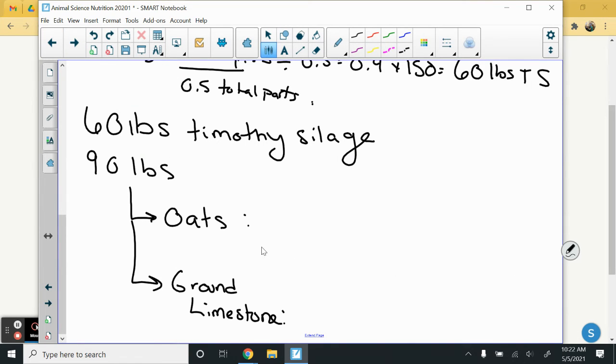So I take 90 times the 0.972, and I take 90 times 0.028, and that will give me the weight of each of those ingredients in my new 3-ingredient ration. So when I multiply that out, I'm going to have 87.48 pounds of oats.